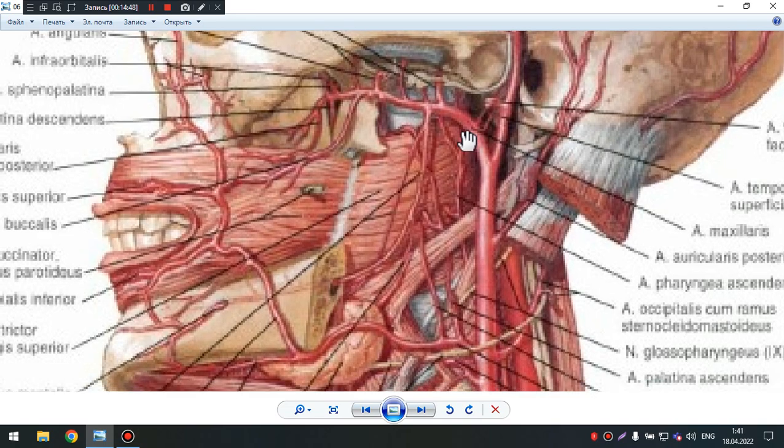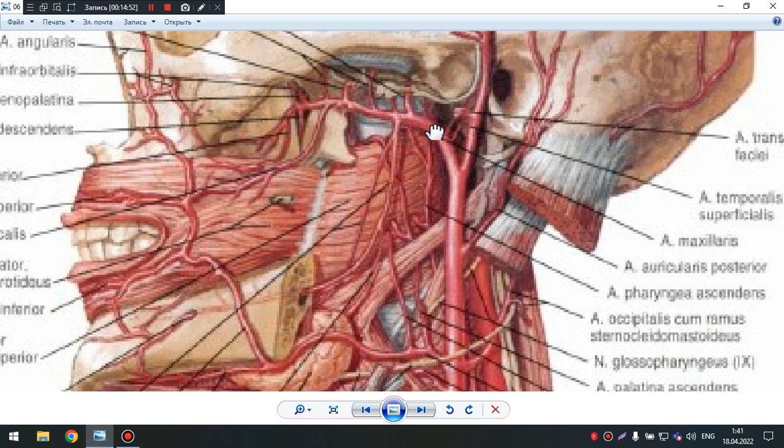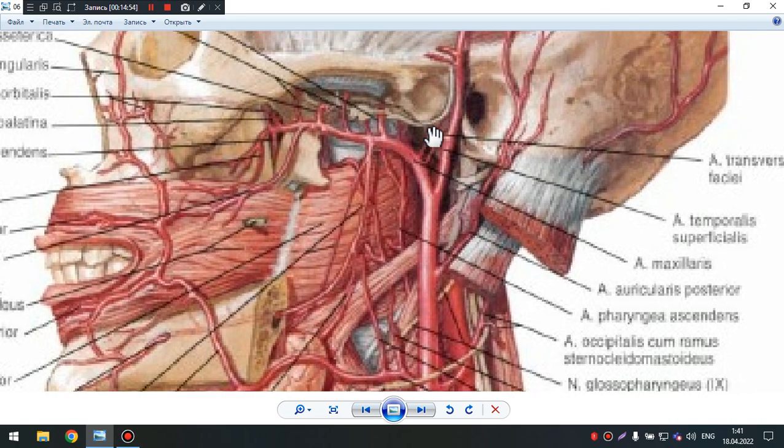On the retromandibular part, this artery gives three branches: the deep auricular artery, which supplies the temporomandibular joint; the anterior tympanic artery, which supplies the anterior surface of the tympanic cavity; and the inferior alveolar artery.